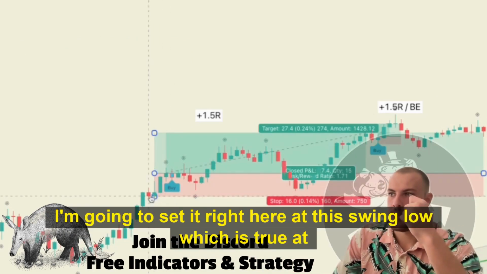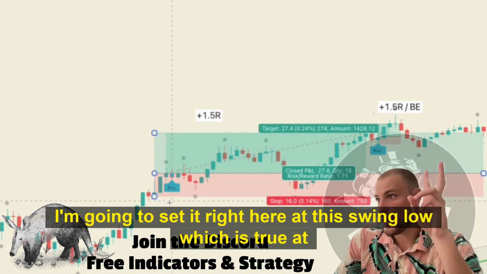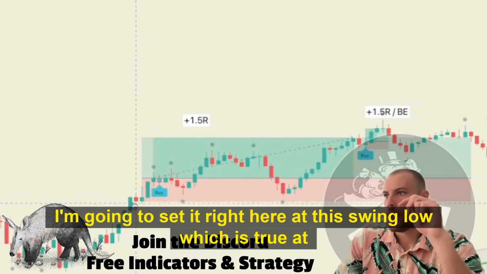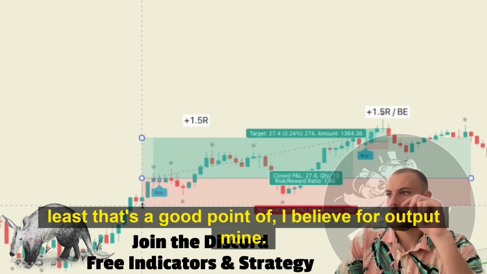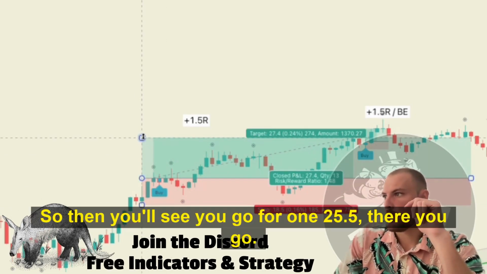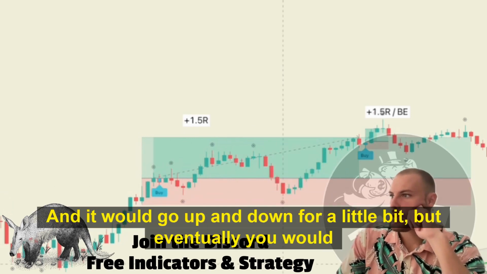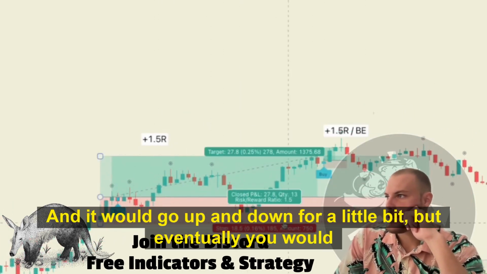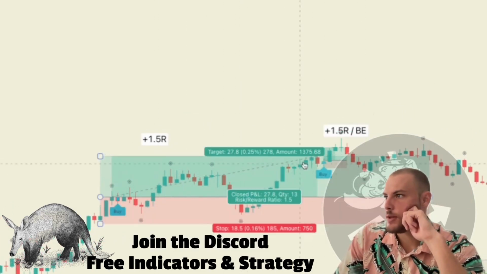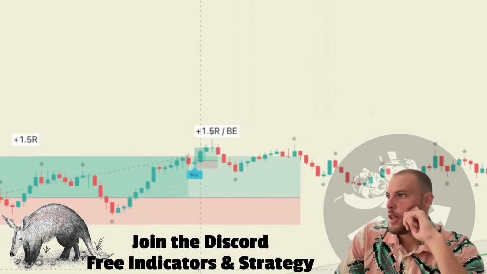I'm going to set it right here at this swing low, which is true. At least that's a point where I believe I would put mine. So then you'll see you go for 1 to 5 on the dot, 1 to 5. There you go. It would go up and down for a little bit, but eventually you would get there and you get knocked out right here.